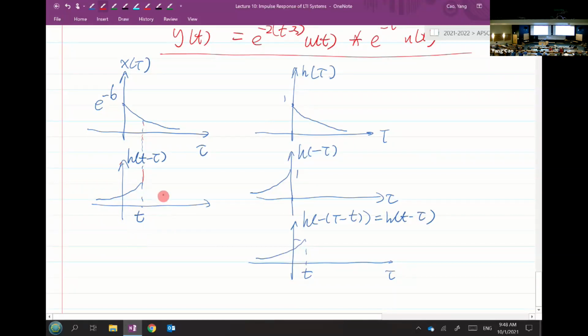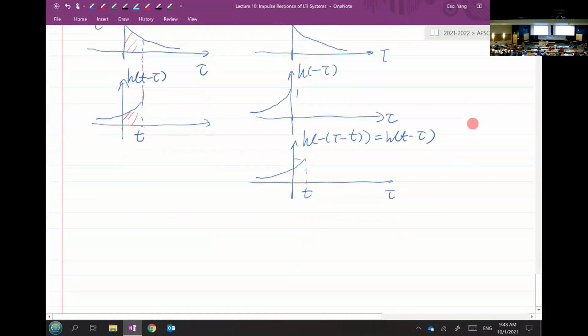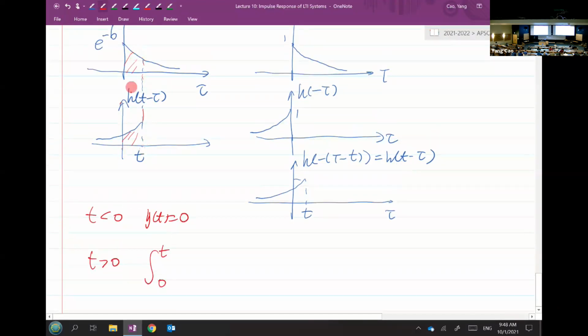So in this case, there are probably only two patterns. When t is less than 0, there's no overlap. When t is greater than 0, the overlap always happens between 0 and t. So now you could say, okay, when t is less than 0, the convolution is 0, so then y is 0. When t is greater than 0, your convolution is from 0 to t. Between 0 and t, you multiply the two functions.